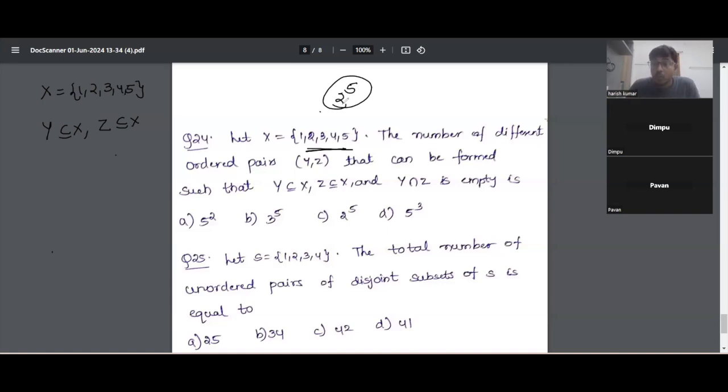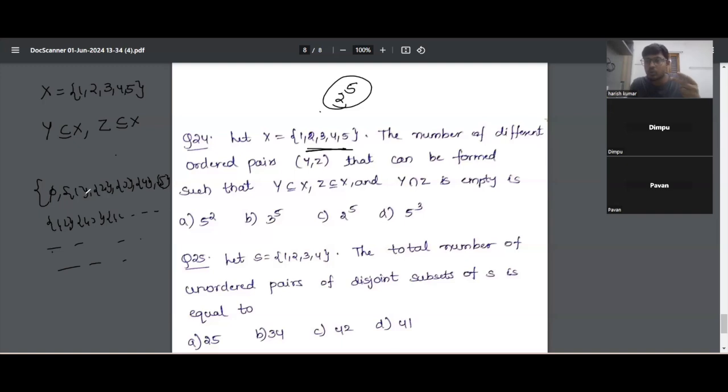Now, how many ordered pairs can we form of 2 different sets? From these sets only, we have to pick 2 sets, right? So first is the empty set, then we'll have 1, then 2, then 3, then 4, then 5, right? Then we'll have 1 comma 2, 1 comma 3, 1 comma 4, and so on like that. So for 2 power 5, that means 32 subsets, right?